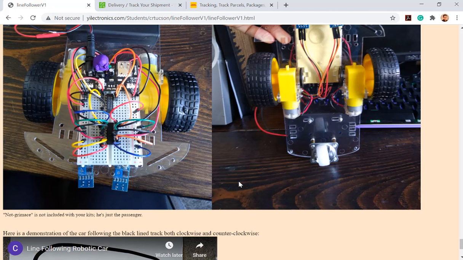So that's the goal for this class, not the PCB. This is the goal. If you get this done and your car starts following the line, you get full credit for this course. Okay, let's call it today, and we'll see you next week.